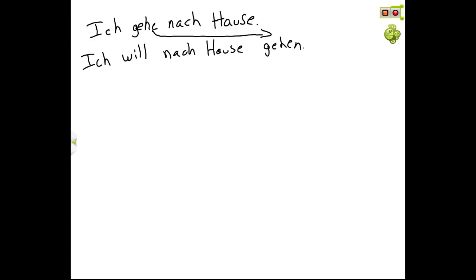Ich will nach Hause gehen, I want to go home, and this works for any modal auxiliary, like I can go home, ich kann nach Hause gehen, or ich möchte nach Hause gehen, I would like to go home, or ich muss nach Hause gehen, I have to go home. Any of those, you just replace wherever the verb normally would be, put your modal auxiliary and conjugate it, and then put your infinitive form of your verb at the end of the sentence.